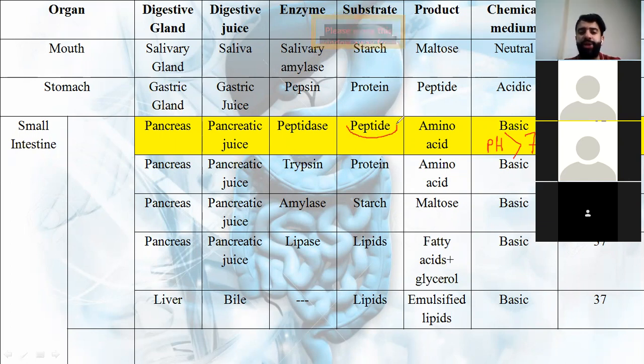What does the peptide represent? Who can tell me? With respect to protein, we have complex form, we have intermediate, and we have simplest. What does the peptide represent? By raising your hand, please. Yes, peptide. It's the complex or the intermediate or the simplest form of the proteins.